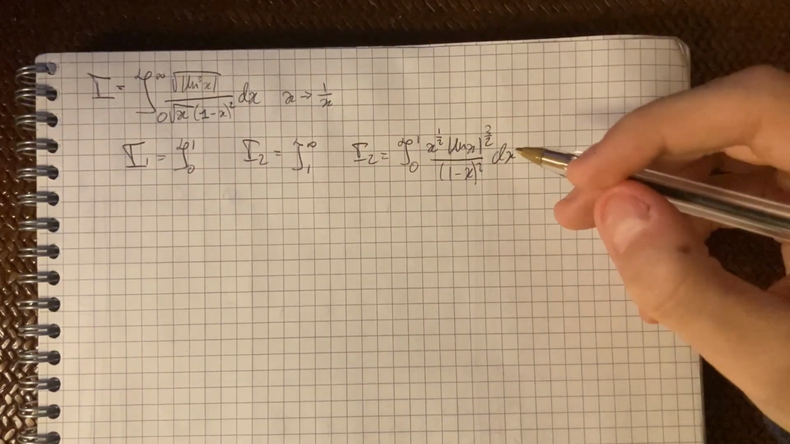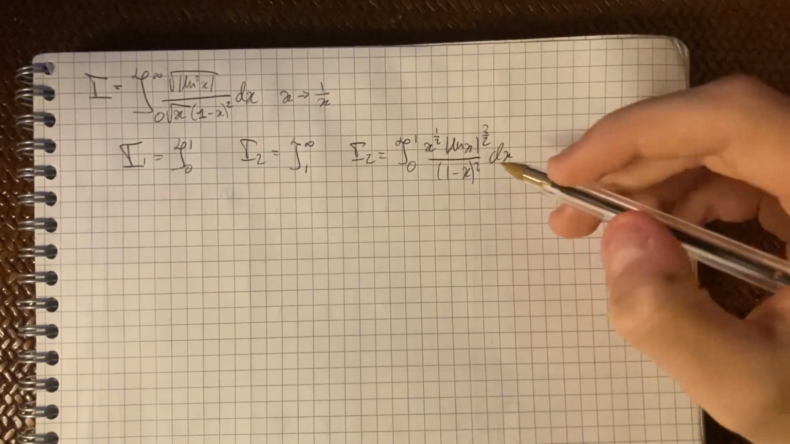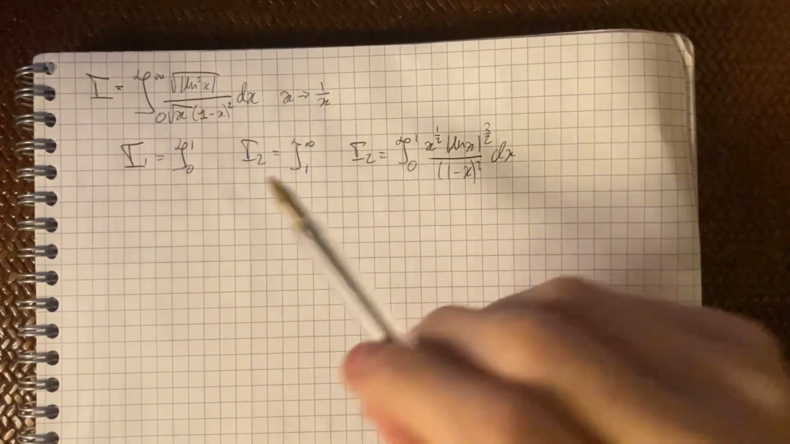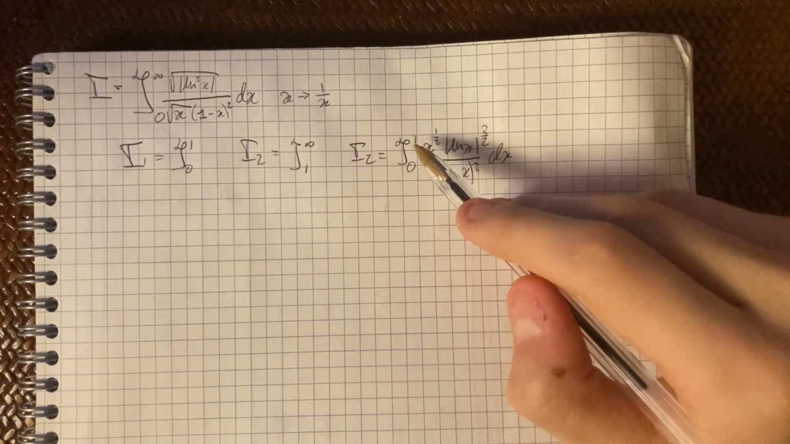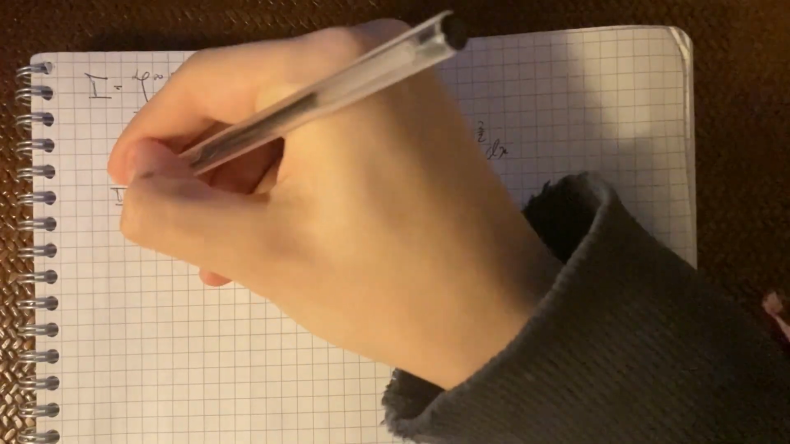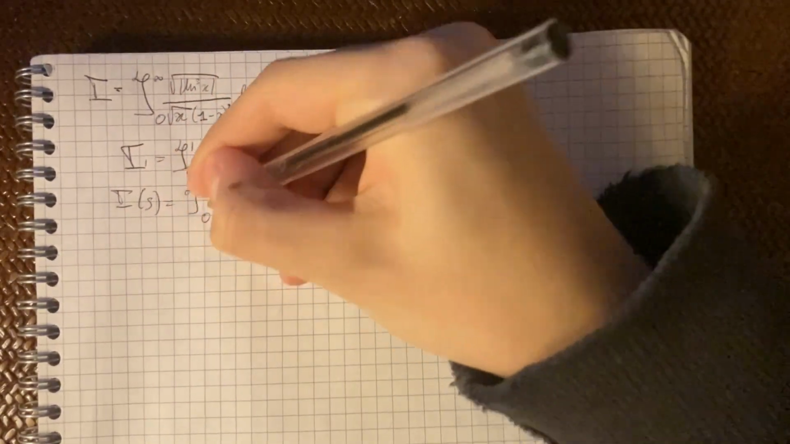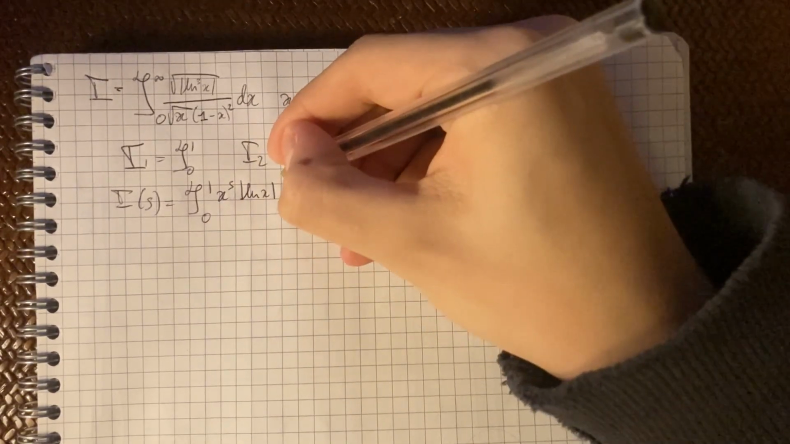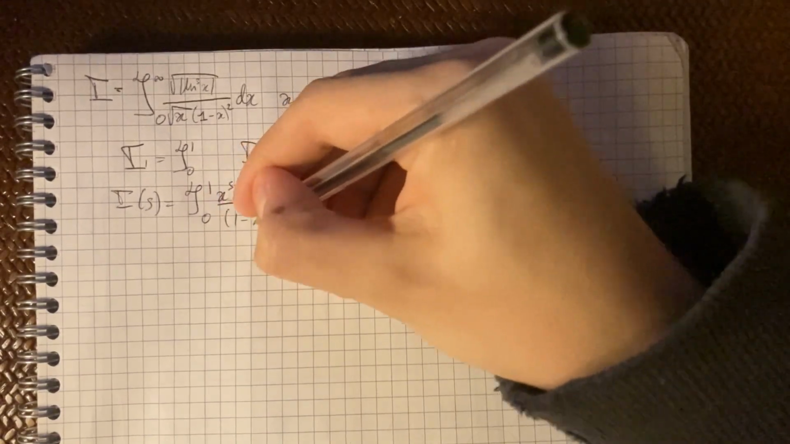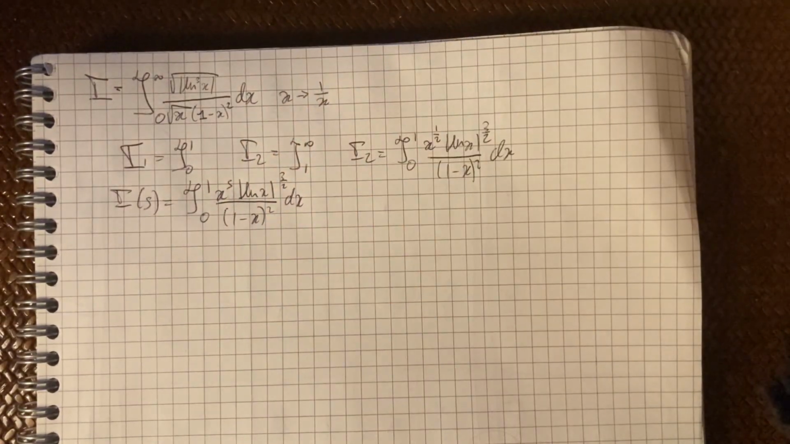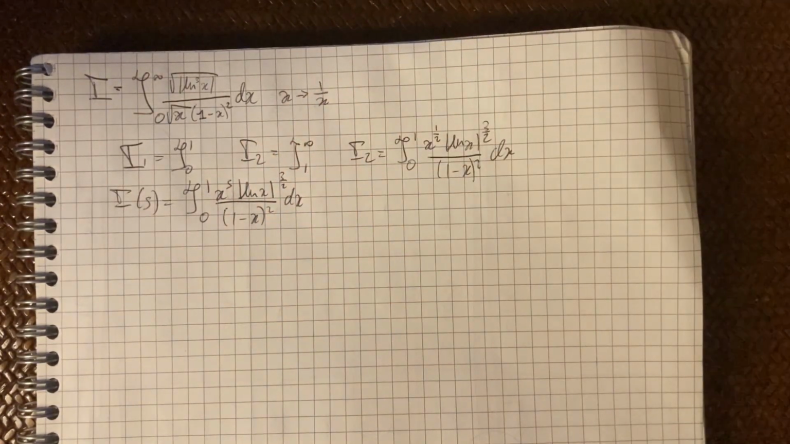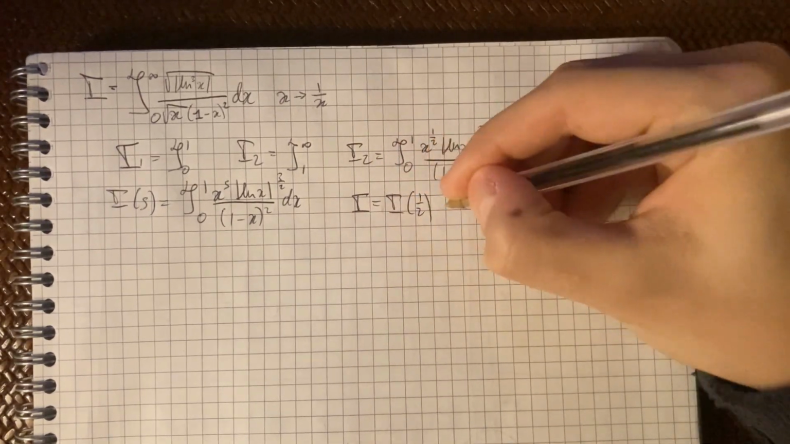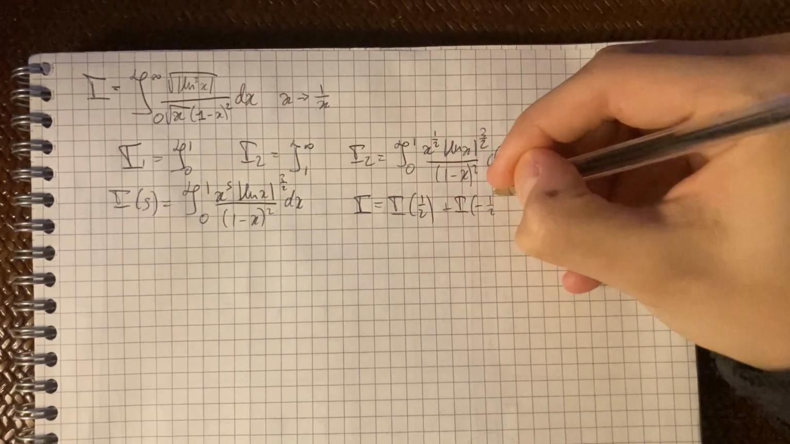This form is still quite complex, but it's more manageable because now we see that it looks very similar to the integral I sub 1, with this integrand and the same bounds. So we introduce a general integral I of s, being the integral from 0 to 1 of x to the s power times log x to the 3/2 power divided by 1 minus x squared dx. And now we evaluate this integral, knowing that I equals I of a half plus I of negative a half.